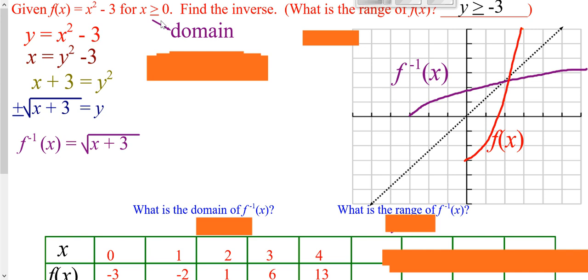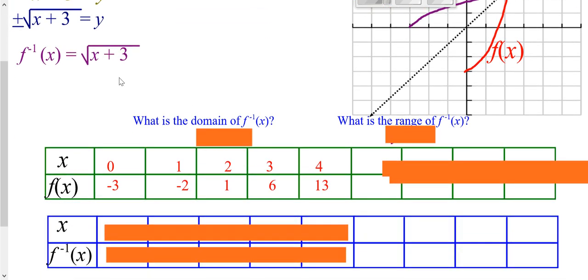Now, we switched x and y, so that means your original x and original y get switched. And so when you do that, this becomes y is greater than or equal to 0. So your y values of your inverse have to be greater than or equal to 0. So there's no negative in front, only the positive. By the way, the range of your original goes to the domain of your inverse. And you can see if we did that, it would be x greater than or equal to, I mean greater than or equal to -3.